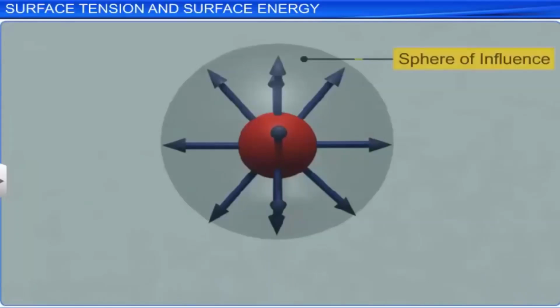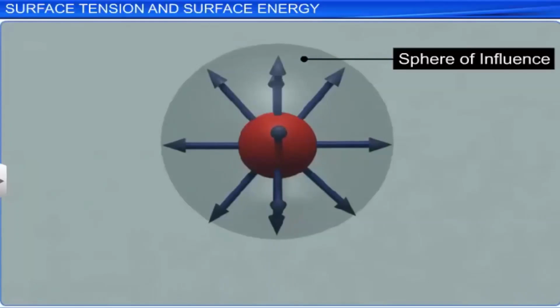For a molecule that is well inside the liquid, the complete sphere of influence is within the bulk of the liquid. The net force on such a molecule is zero, as it experiences an equal pulling force in all directions.